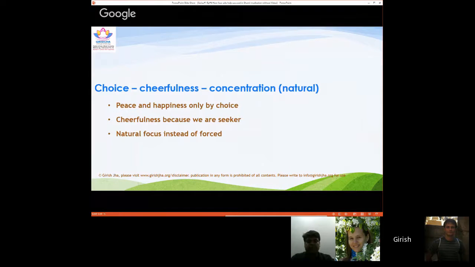So we need 3 types of qualities of the mind. There must be a choice. We should be in the state of cheerfulness and a natural concentration. That leads to success in any meditation.